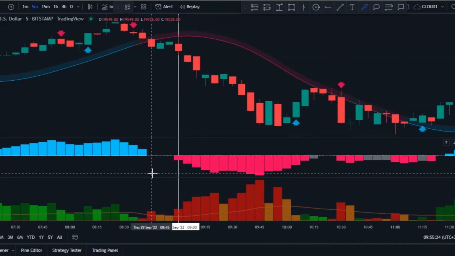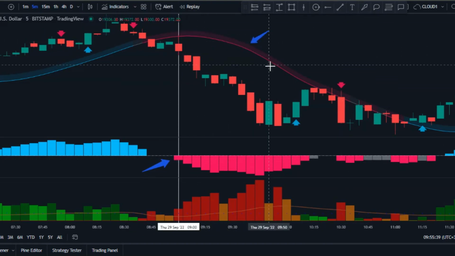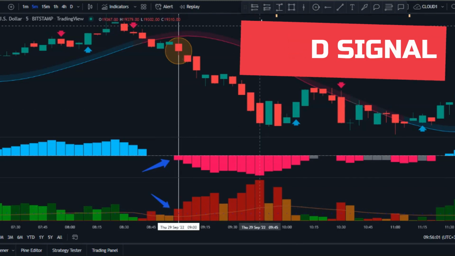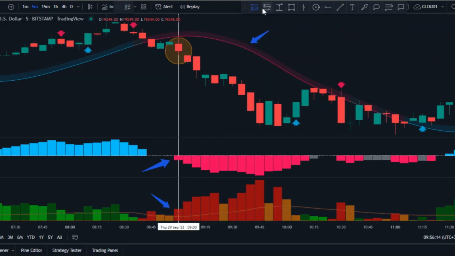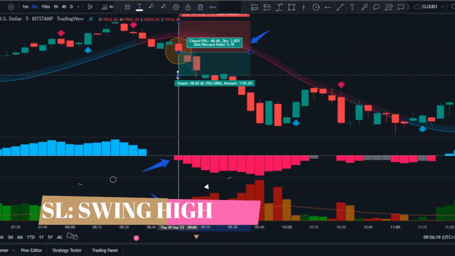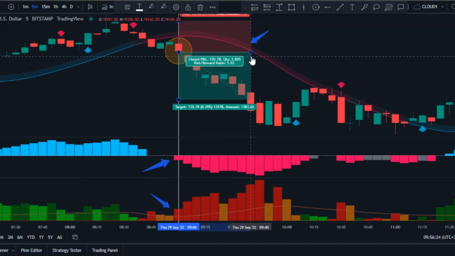So whenever we have the first red candle in the histogram of the QQE, this would be our sell signal, and then the candlestick should be below the SSL line, and the SSL line should be red. And for more confirmation, the Vado After Explosion histogram should be red, and the red bar should be above the signal line. So when all these conditions are met, our sell signal is confirmed, and we can place our short order at the close of the trigger candlestick, and the stop loss would be just above the recent swing high, and we're going to use 1.5 times the risk as our take profit.